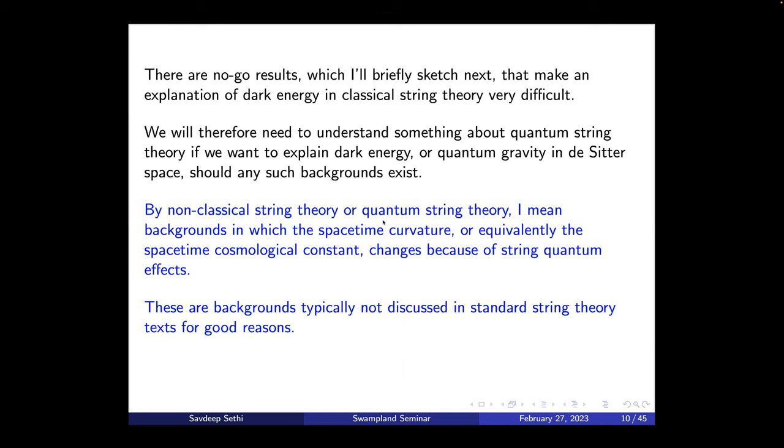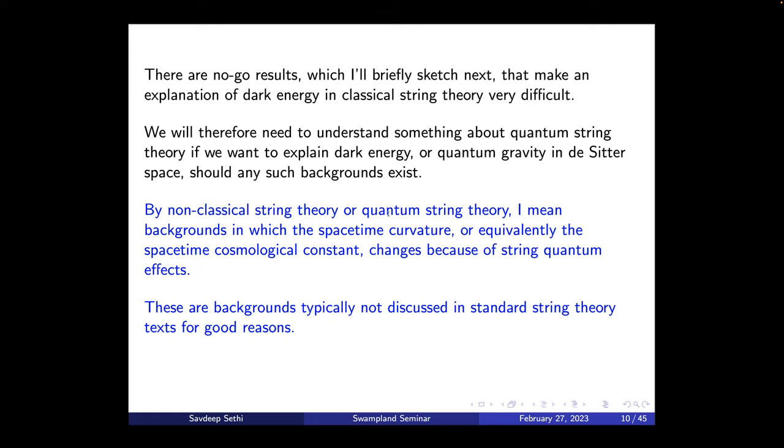Now, what am I talking about when I say non-classical string theory or quantum string theory? Here, I mean something reasonably precise. I mean backgrounds in which the space-time curvature or the cosmological constant changes because of string quantum effects. So in highly supersymmetric backgrounds, if you fix the curvature scale of space-time, it doesn't get renormalized. But in any background that I want to call quantum, it will get renormalized. And these are not backgrounds we typically study in standard string texts, for good reasons. There will be a subcategory of quantum string vacua that we'll call intrinsically quantum later, which we'll meet as one of our examples, which are cases where there is no tree-level string solution at all.